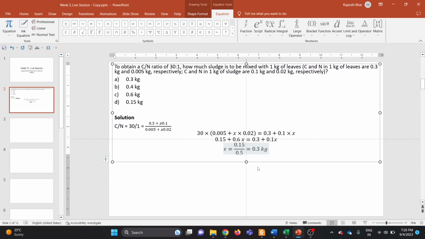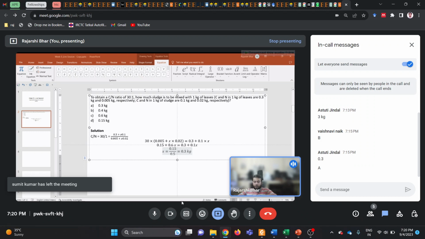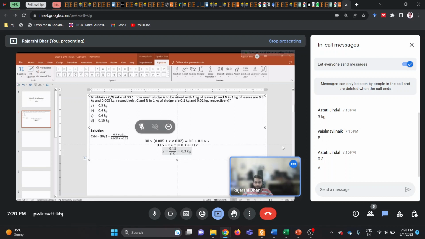Okay, so 0.3 kg. This is the correct answer. I hope this was very easy to understand. In case you have any doubt in this, you can always ask. 0.3 kg of sludge is required.